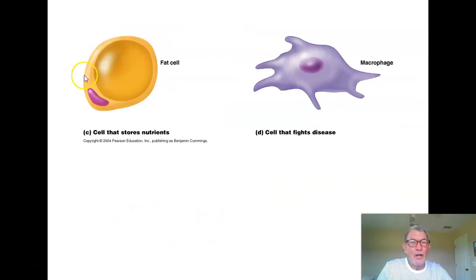Here we have a fat cell, which is mostly filled with fat, just clear fat with a little nucleus over here off to the side. Here we have immune cells, cells that fight disease. A macrophage, we'll see this phage or phagocyte, that term, it means to eat. A phagocyte or macrophage will actually surround and engulf a bacterium or a dead cell that needs to be removed and eat it and digest it to get rid of it.